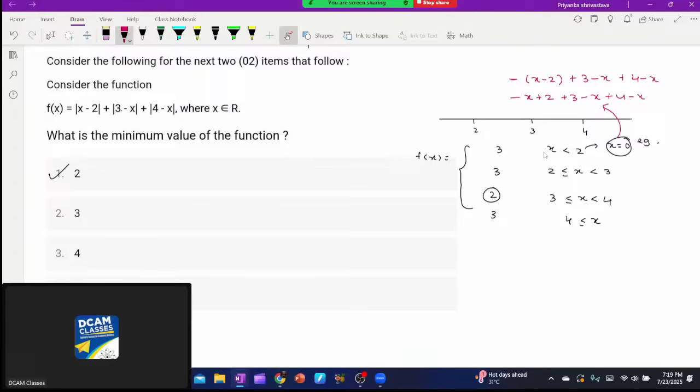You need to just substitute the value, sir. Acha. So we are getting 9 minus 3x, na? 9 minus 3x. In this interval, it should be 5 minus x. It will be 3x minus 9. So accordingly, you have to draw the graph and see the value.